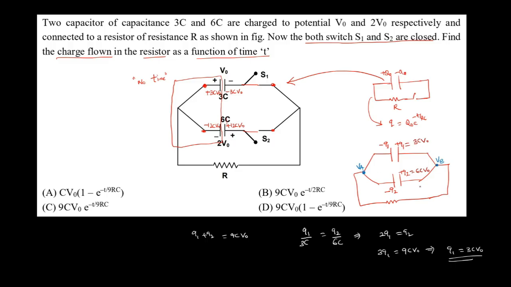So first the distribution of charges happens, then discharging will start. I'm drawing it now. One capacitor is connected with one more capacitor, and both are connected to a resistor. This one has plus 3CV naught charge and this has plus 6CV naught charge, with capacitances 3C and 6C, which means both get the V naught potential difference. So both are in parallel.